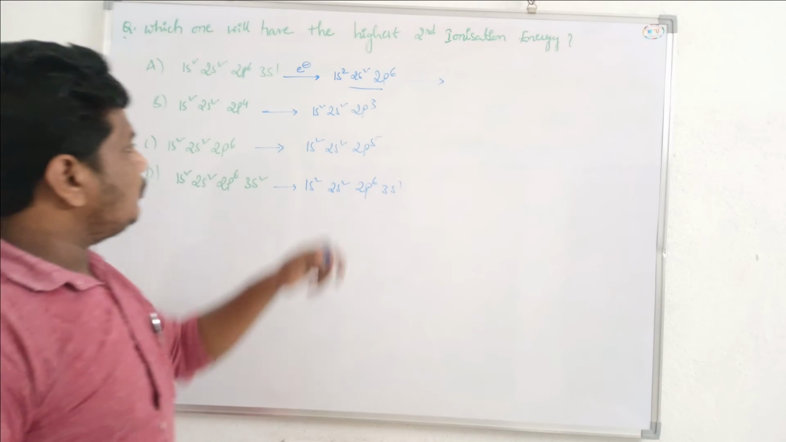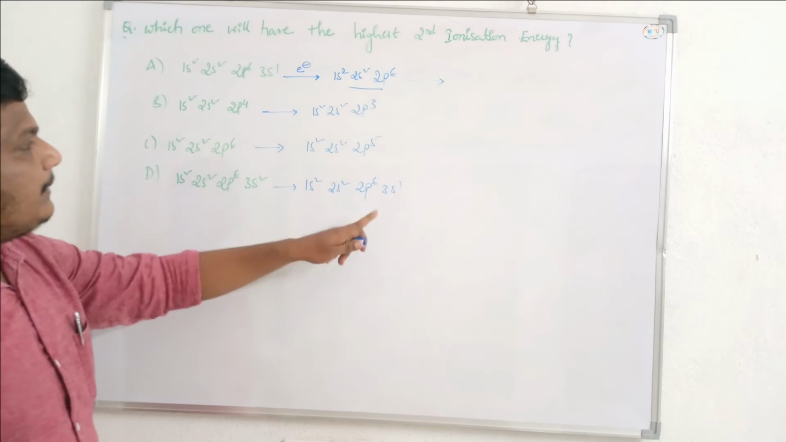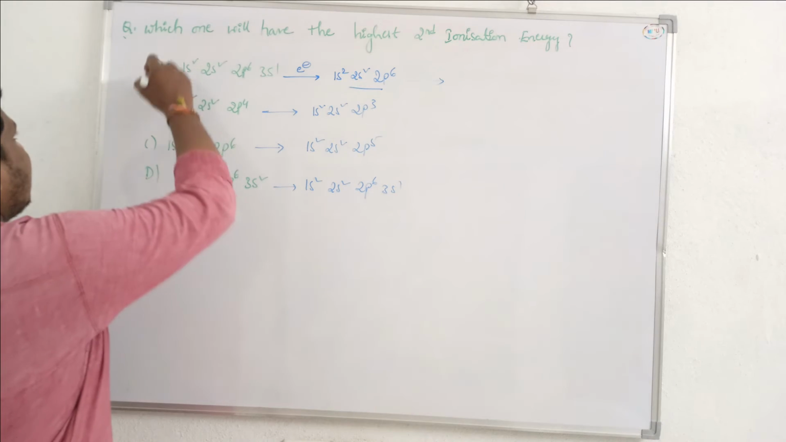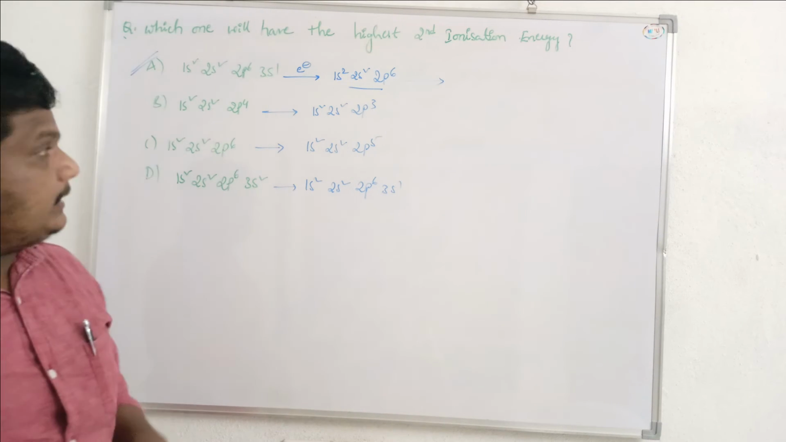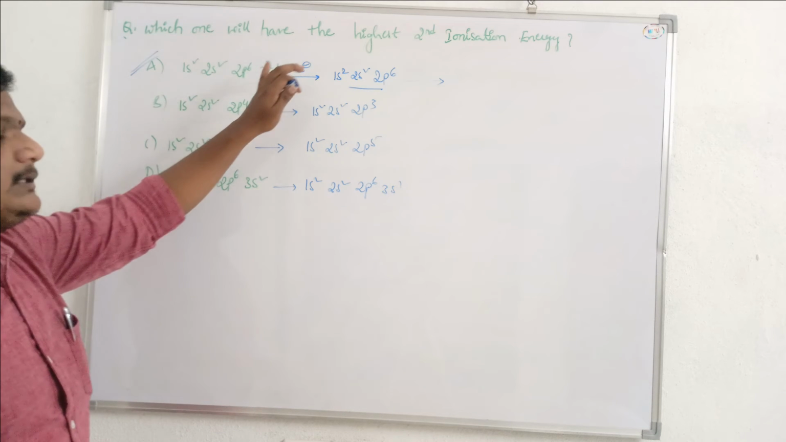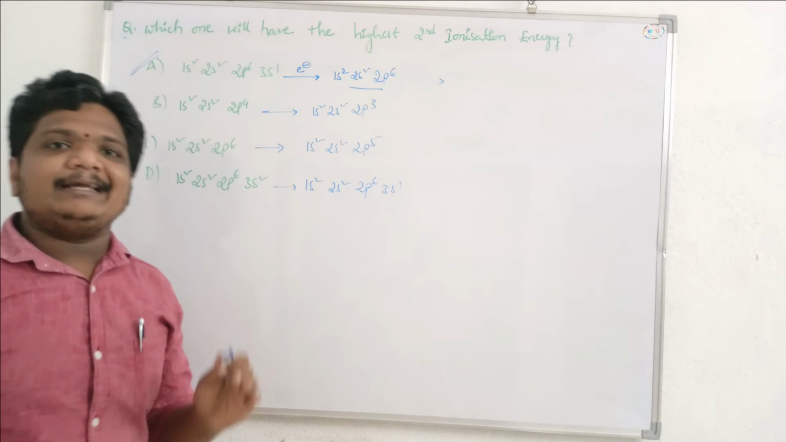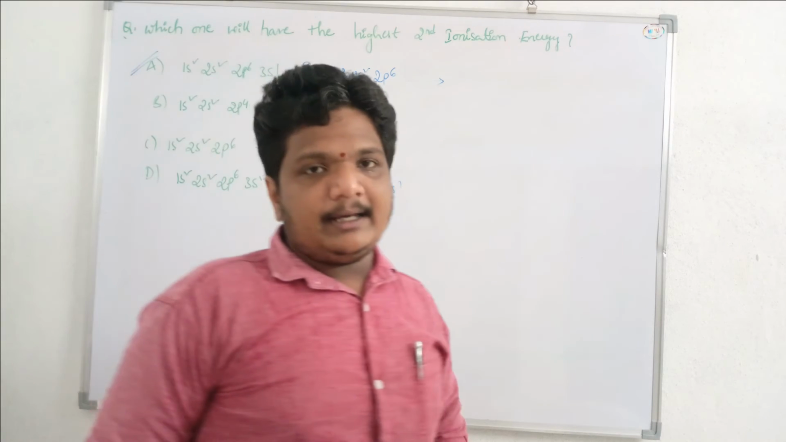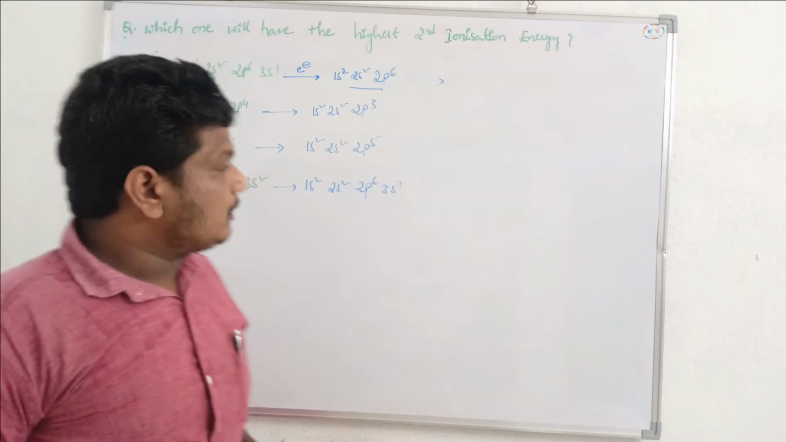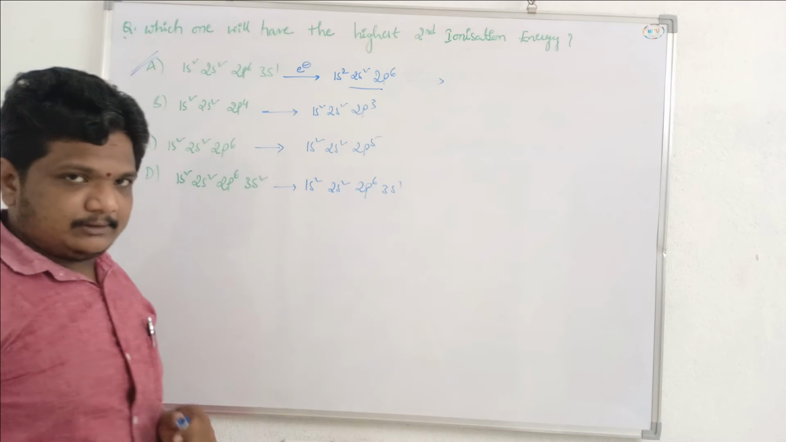So it requires more energy when compared to the remaining ones. So here the correct option is A. The configuration 1s2 2s2 2p6 3s1 has the highest second ionization energy. Okay, so option A is the correct option.